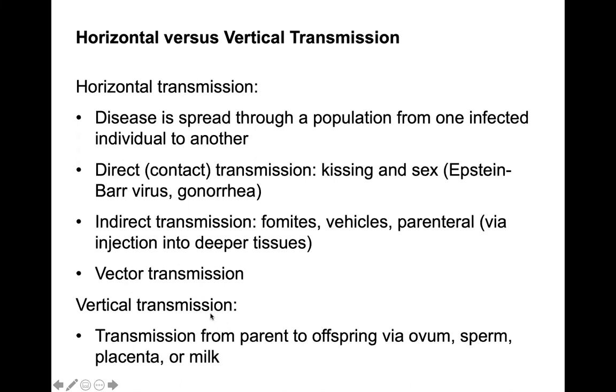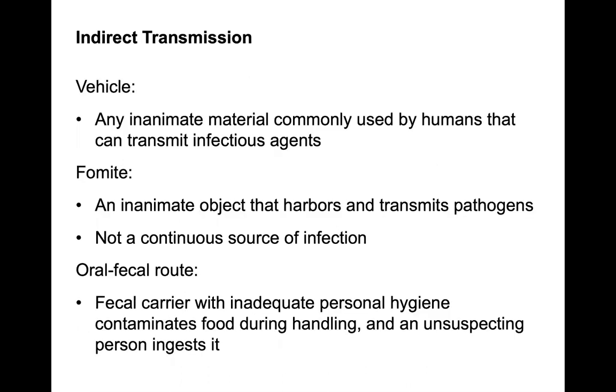You also have horizontal and vertical transmission. Horizontal: the disease is spread through a population from one infected individual to another. Vertical: the transmission is from a parent to an offspring. Indirect transmission is through some type of vehicle or fomite. A vehicle would be any inanimate material commonly used by humans that can transmit infectious agents. A fomite would be an inanimate object that harbors and transmits pathogens, but is not a continuous source of infection.